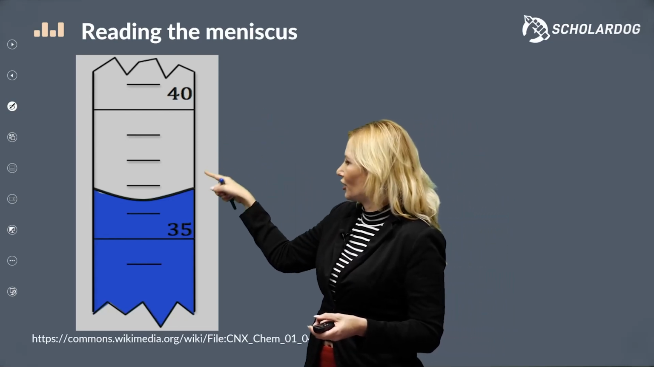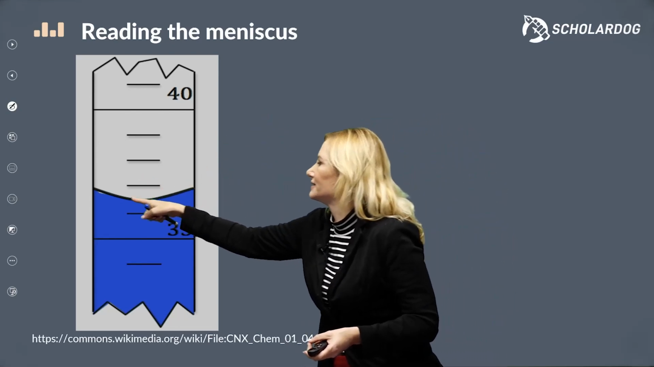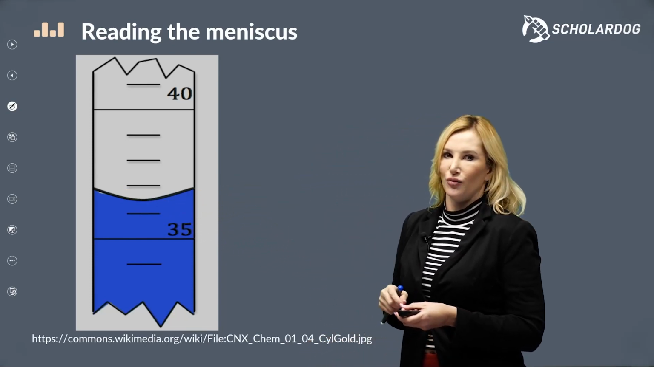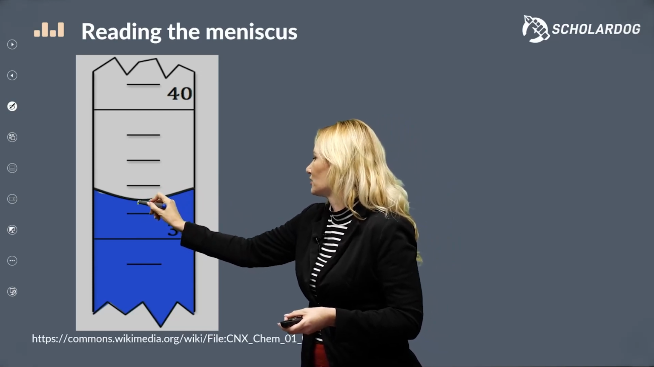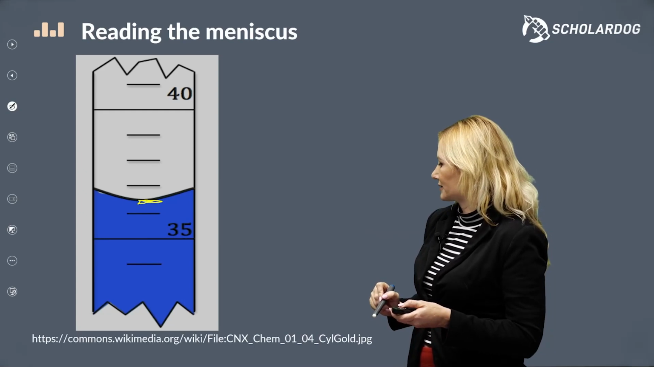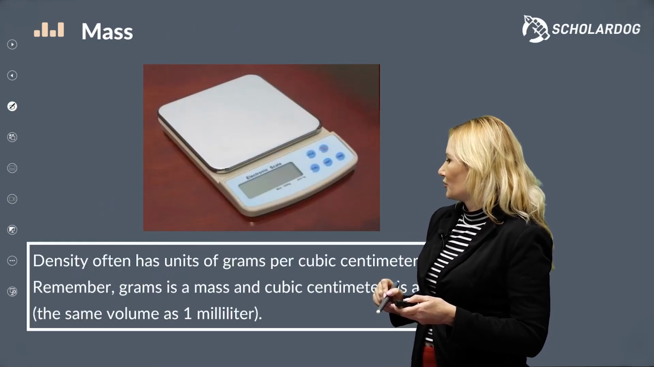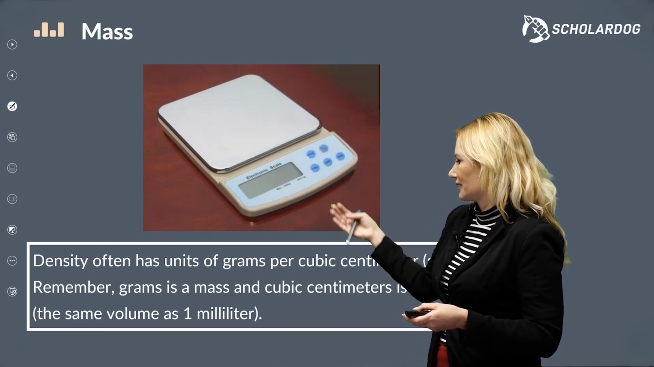And then also recall, because you couldn't see it as well on that slide, that there is a dip in water based on the attraction to the surface. If we read the lowest point of the dip, that's called the meniscus. We need to be eye level with that. We need a balance so that we can get the mass.